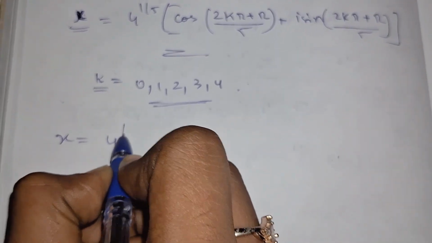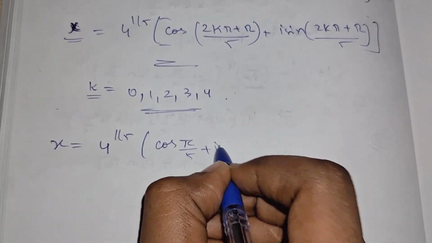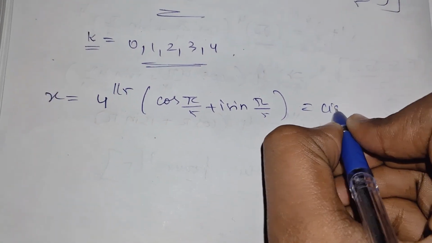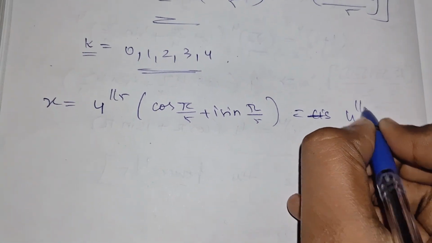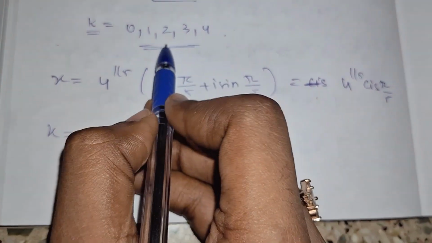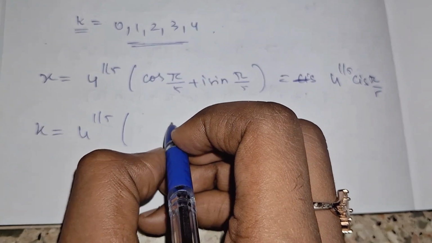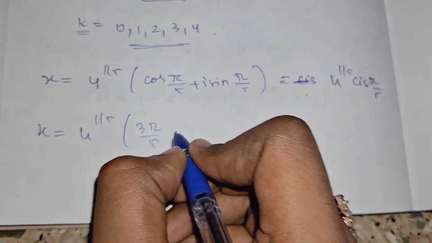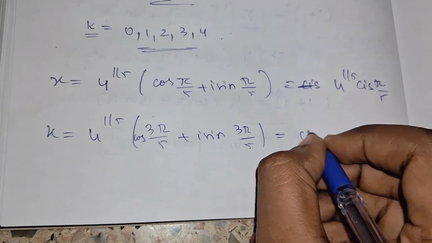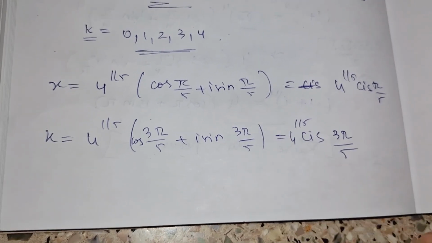x will be equal to 4 to the power 1 by 5 into cos pi by 5 plus i sin pi by 5, which will be equal to 4 to the power 1 by 5 cis pi by 5. In a similar way, when I consider k as 1, I will get x equal to 4 to the power 1 by 5 into cos 3 pi by 5 plus i sin 3 pi by 5, which will be equal to 4 to the power 1 by 5 cis 3 pi by 5.